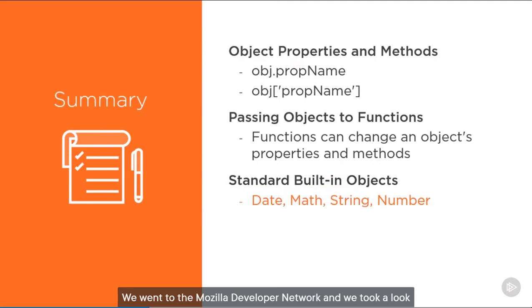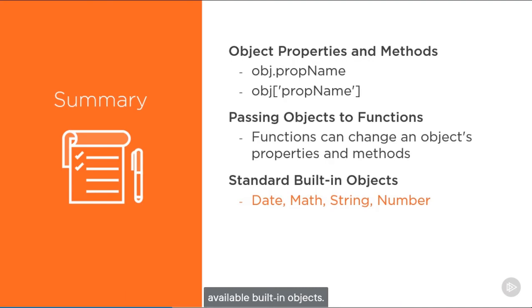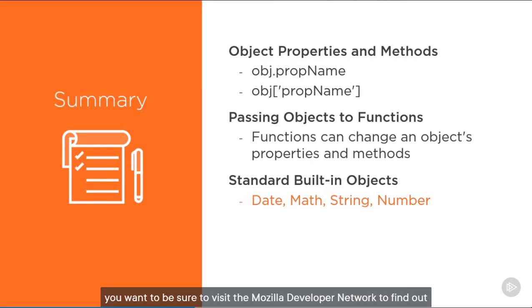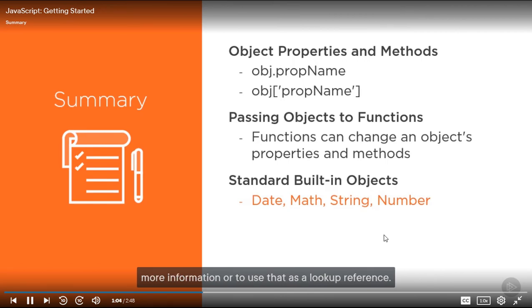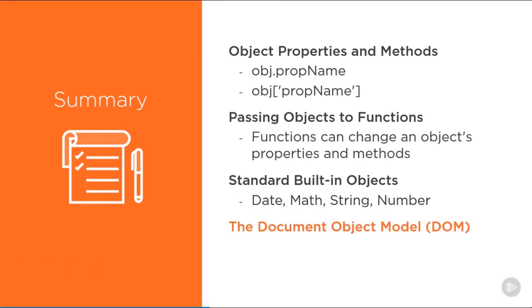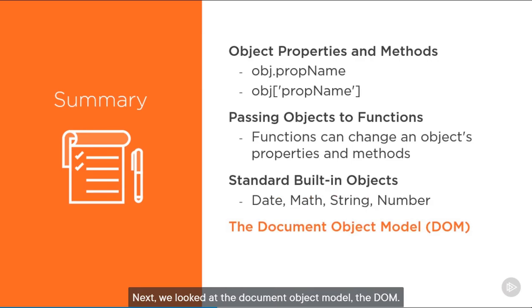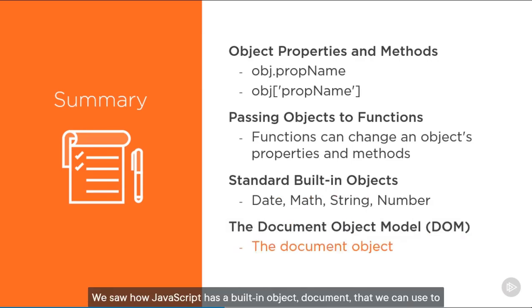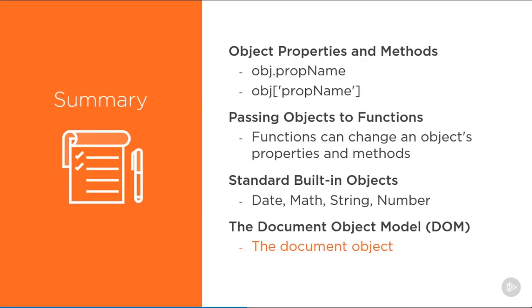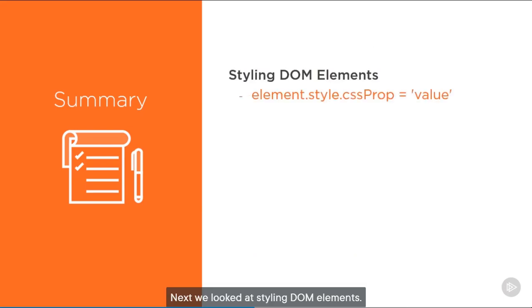Next, we looked at some standard built-in objects. We went to the Mozilla Developer Network and we took a look at Date, Math, String, Number, and we saw the whole list of available built-in objects. And because of the large number of these objects and their properties and methods, you want to be sure to visit the Mozilla Developer Network to find out more information, or to use it as a lookup reference. Next, we looked at the document object model, the DOM. We saw how JavaScript has a built-in object, document, that we can use to find elements and modify web pages in a variety of ways.